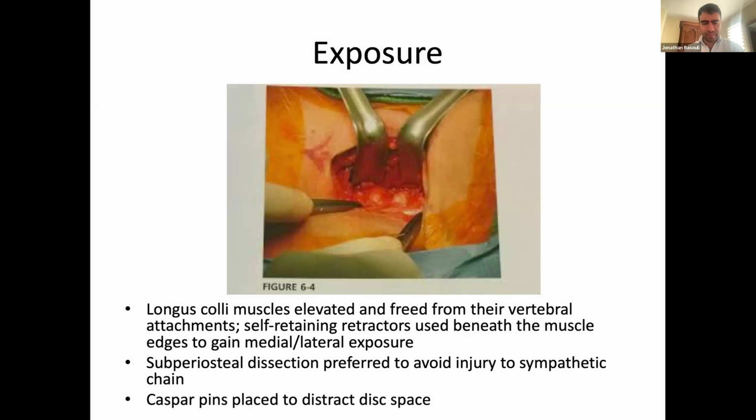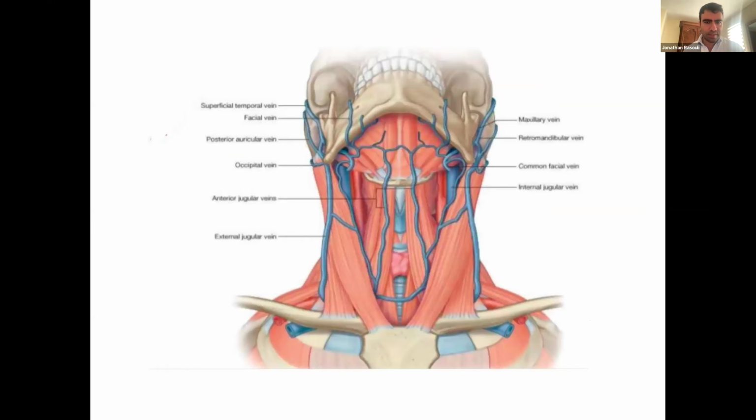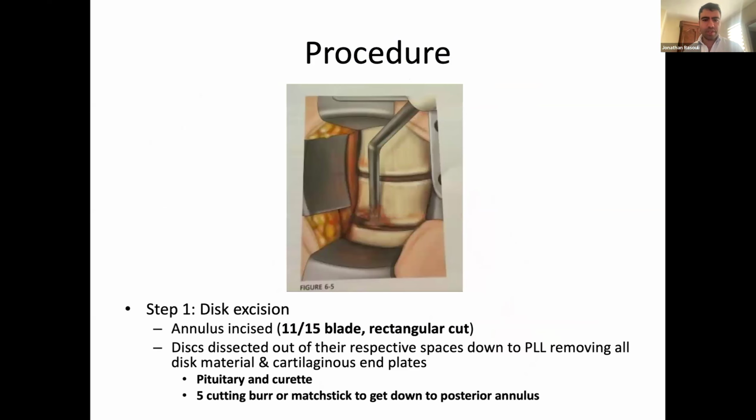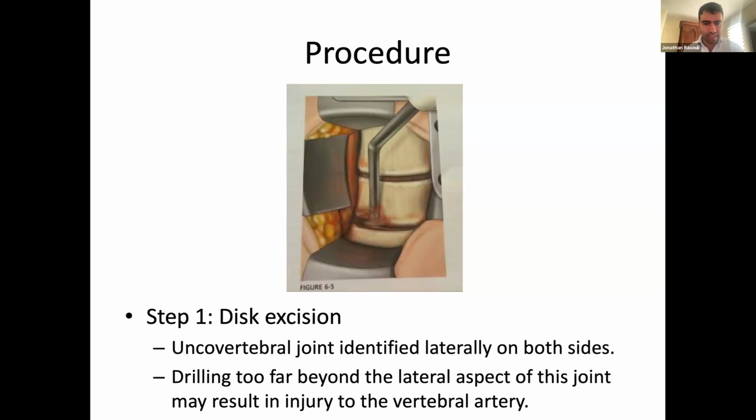Then I put my self-retaining retractors after I dissect under the longus. Then I put the Caspar pins. I get another X-ray, just to make sure we're at the right level, and then we start our discectomy. So let me skip through this. Now, once you get through the disc, it's just a matter of curettes and rongeurs and intradiscal dilators to get down to the posterior longitudinal ligament.